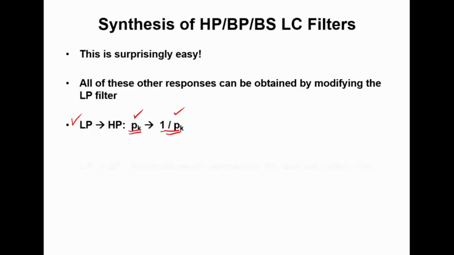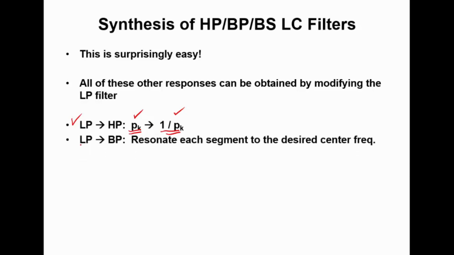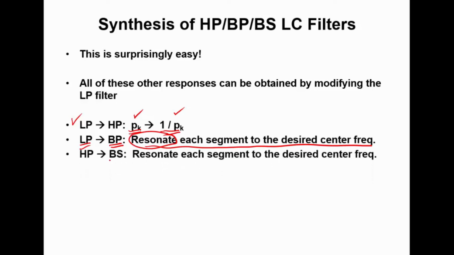Very straightforward idea. If you want to go from low-pass to band-pass, then what you do instead is you resonate each segment to the desired center frequency. What do I mean by resonate? Well, that means whenever you see a capacitor, you're going to add an inductor. Whenever you see an inductor, you're going to add a capacitor. And that capacitor and inductor will be either in parallel or series, depending on which branch of the circuit it appears in. If you want a band stop filter, the easiest way to do that is to design a high pass filter and then resonate each segment to the desired center frequency. So low pass and then resonate, we get band pass. High pass and then resonate, we get band stop.